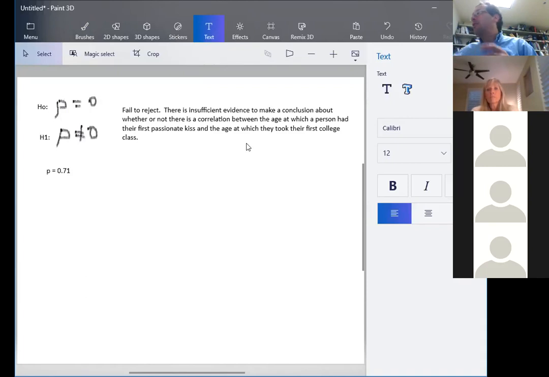So if we don't have a correlation, don't even try to predict the y value. There's no reason to interpret the slope. There's no reason to interpret the y-intercept because there's no correlation. It doesn't do anything for you. So you only use regression analysis when you have a correlation.